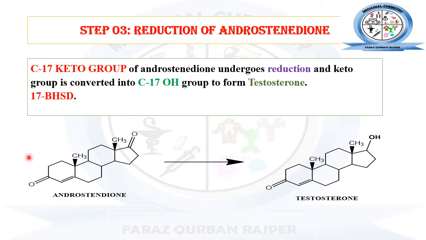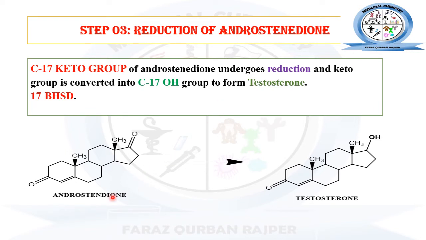As we have already discussed, the chemical structure of androstenedione has the ketone group at the C17 position. Now this C17 ketone group will undergo reduction, and we know that whenever a ketonic compound undergoes reduction, the ketone is converted into a hydroxyl functional group. So this C17 keto group will convert into a C17 hydroxy group, and androstenedione will convert into the new molecule known as testosterone. The enzyme involved in this step is 17-beta hydroxysteroid dehydrogenase.